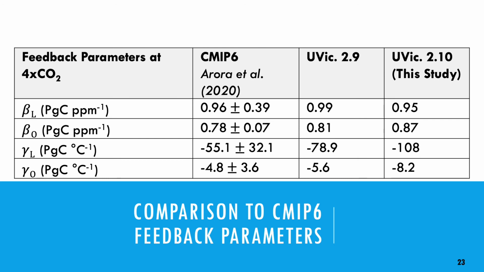And what we see is for beta on land, the feedback parameters in versions 2.9 and 2.10 are well within the range, whereas for gamma on land, the feedback parameter for this study is outside that range, and that may possibly be because there's so much more soil carbon within this version of the model, since it also includes permafrost carbon.